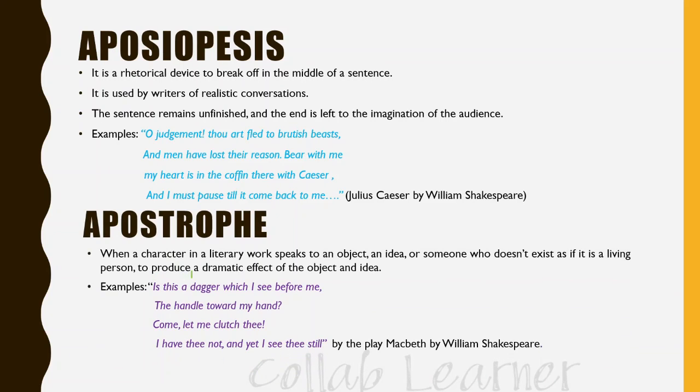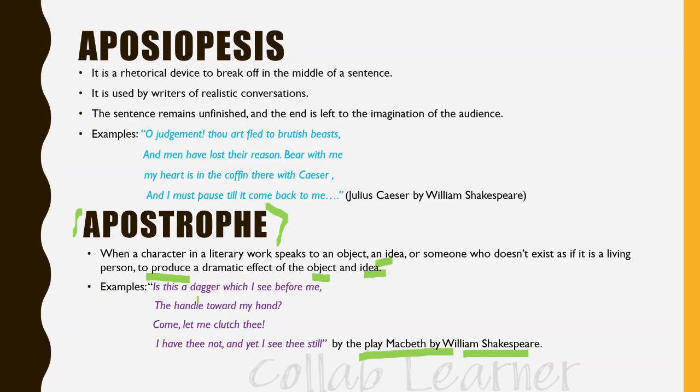So the sixth literary device is apostrophe. When a character in a literary work speaks to an object, an idea, or someone who does not exist as if it were a living person, to produce a dramatic effect, it is termed as apostrophe. Here we can see the famous lines of the play Macbeth by William Shakespeare portray an example of apostrophe very well.